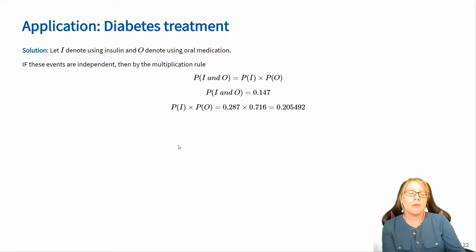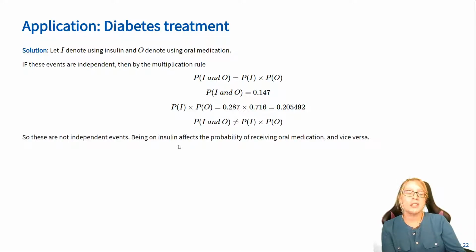If we take the probability of insulin times the probability of oral medication, again, just pulling values from the table and multiplying, we get 0.205. These are clearly not equivalent probabilities, so these are not independent events. Whether a patient is on insulin affects the probability that they're also on oral medication, and vice versa.